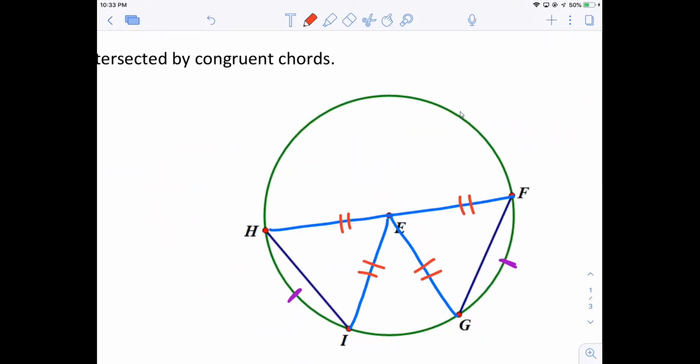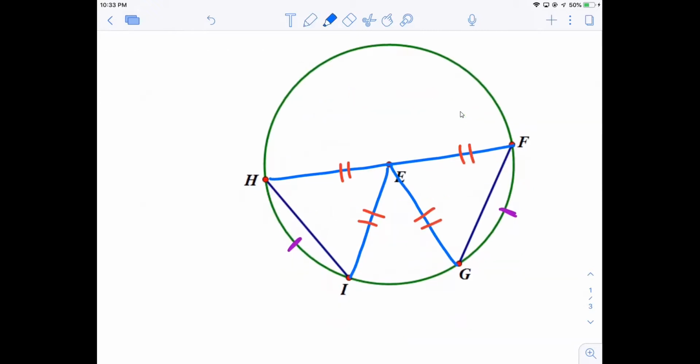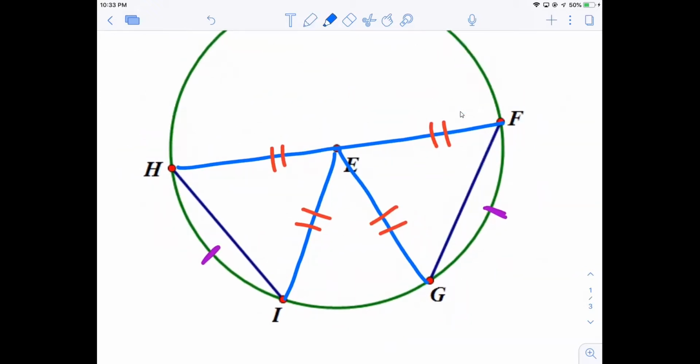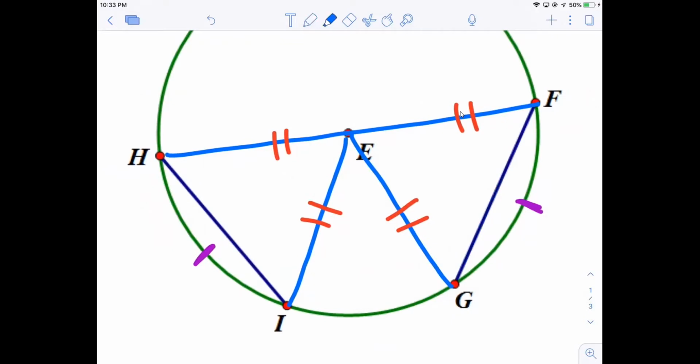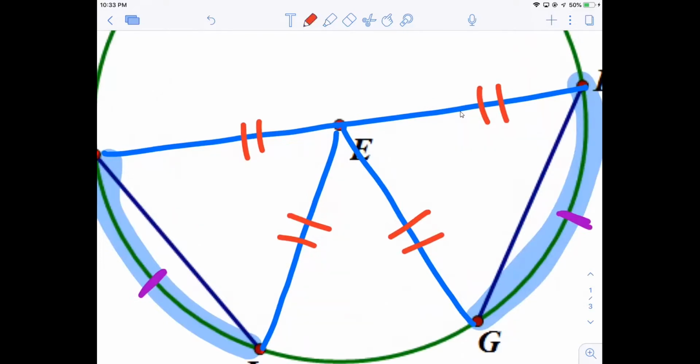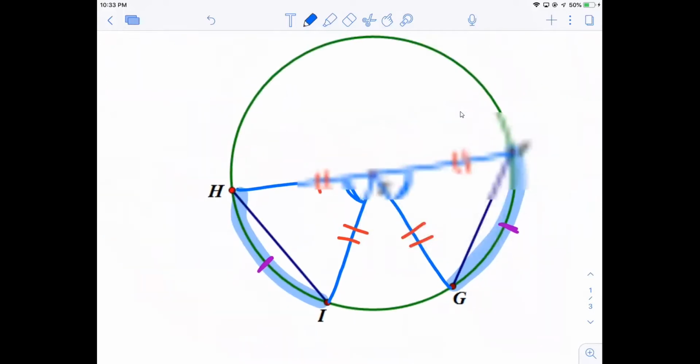Oh, so I got two triangles, two sides congruent. Can I prove those triangles congruent? Well, here is one of the new reasons we're going to be using, which we saw from Wednesday's lesson. So these arcs here are congruent. HI and FG are congruent. Do you remember what that means? If those arcs are congruent, then don't we also know the central angles are congruent? That must mean these angles here are also congruent.